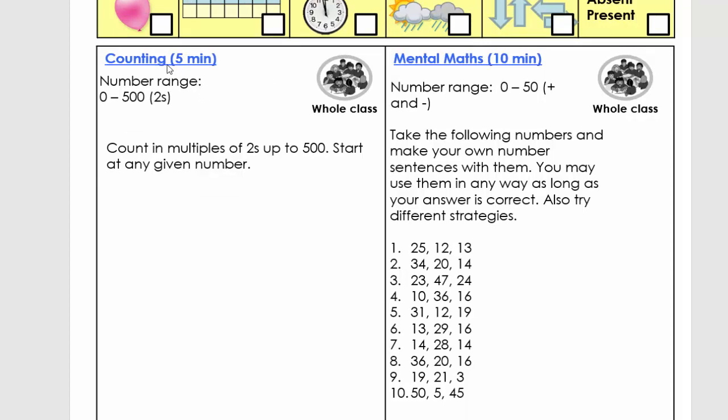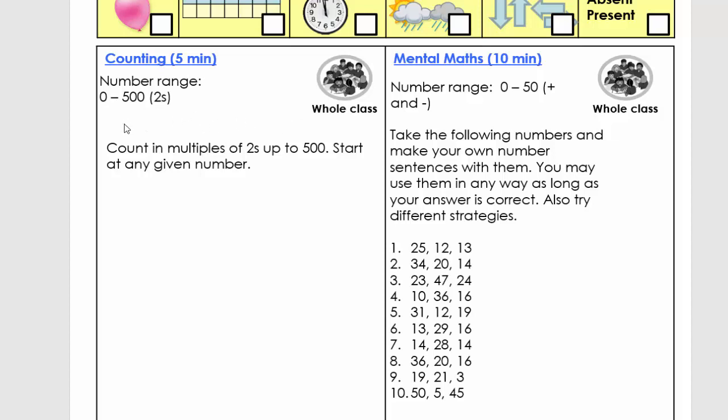Welcome back. We're going to look now at the counting activities. So we're going to give you different ideas on what to do. The first one, we're typically going to count in twos: 2, 4, 6, 8, 10, and 10, 8, 6, 4, 2, counting forwards and backwards in twos.